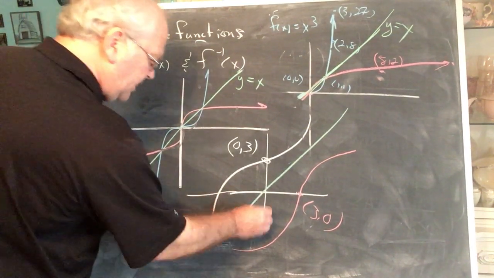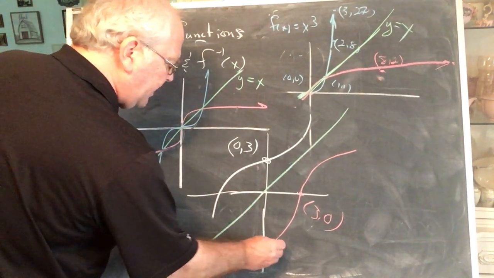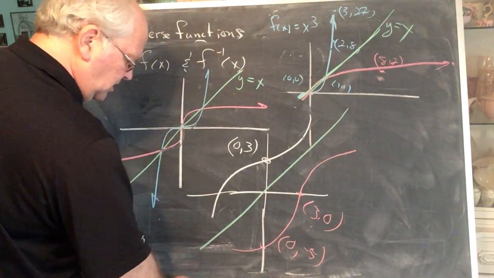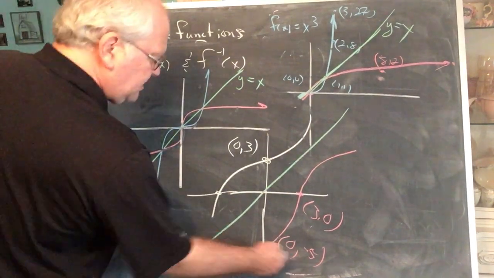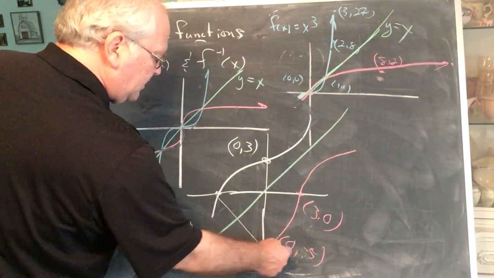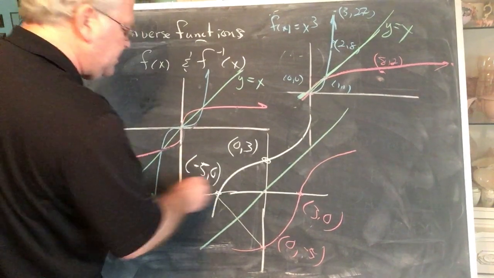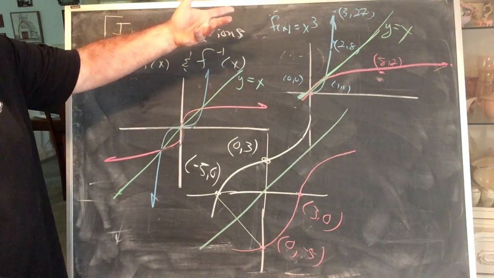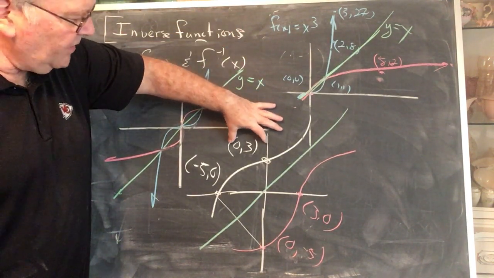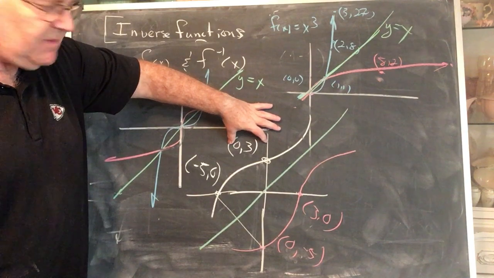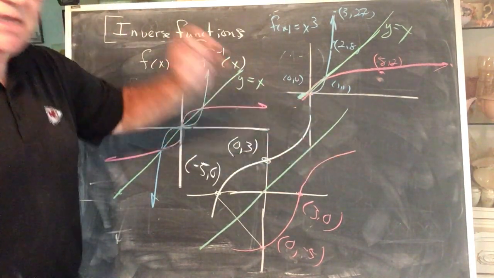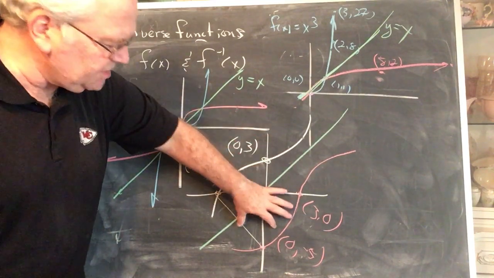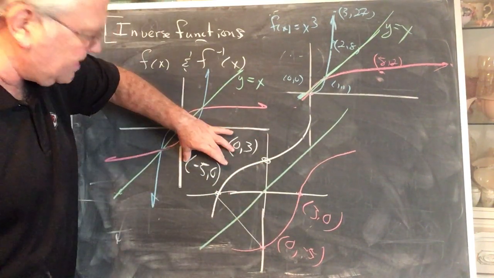If I extend my picture down here, suppose we know this point is 0, comma -5, let's say. Then is it clear we also know the coordinates of that point, because the mirror image is you interchange the coordinates. This is -5, comma 0. So another principle is intercepts get exchanged. On the original curve, the y-intercept is at 3. On the inverse curve, the x-intercept is 3. On the original curve, the y-intercept is -5. On the inverse curve, the x-intercept is -5.